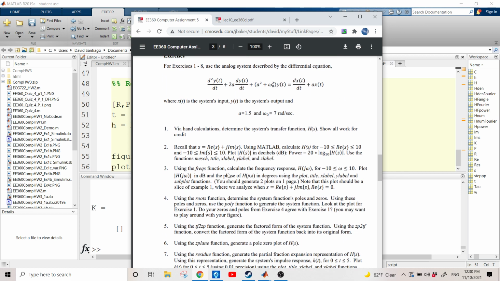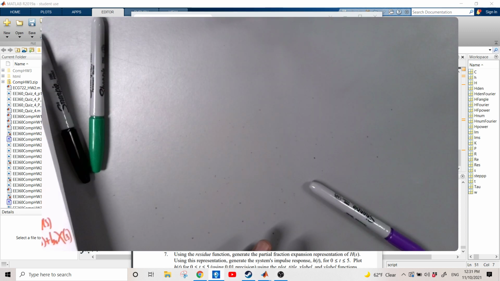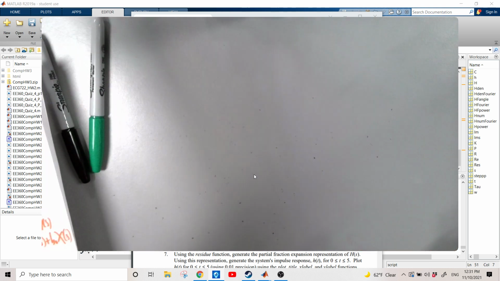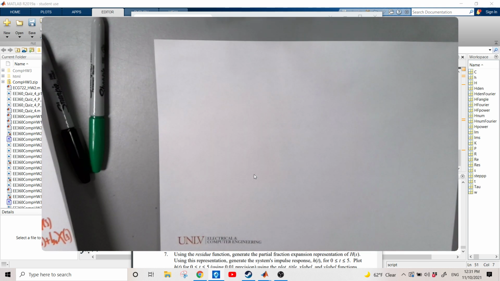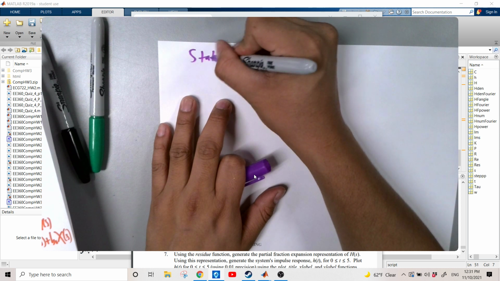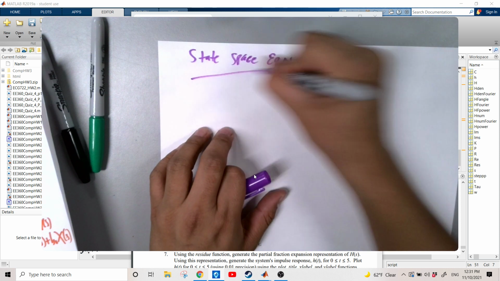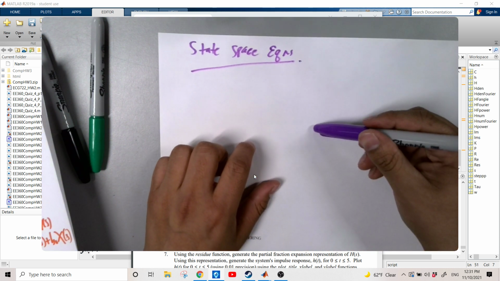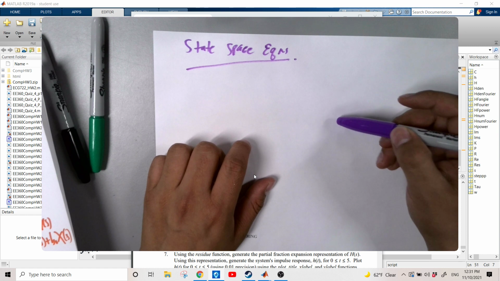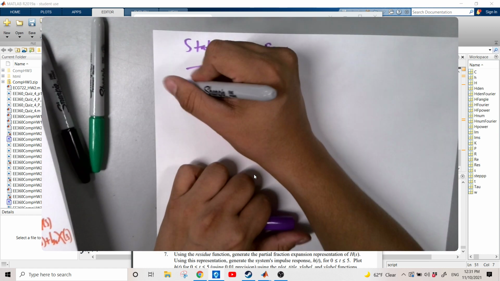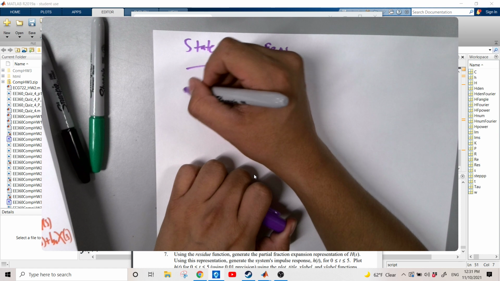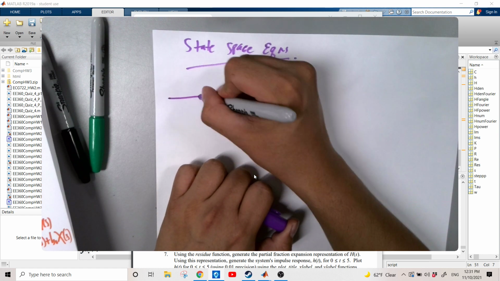So let's make this problem 2. I would assume everyone should hopefully get this done pretty quickly. First half shouldn't be that bad, but the second half is going to be pretty wild, practically. So let's talk about state space equations. Remember with state space equations back in the days, let's think about it.